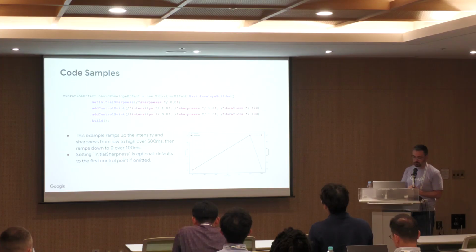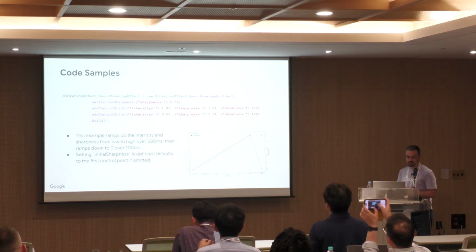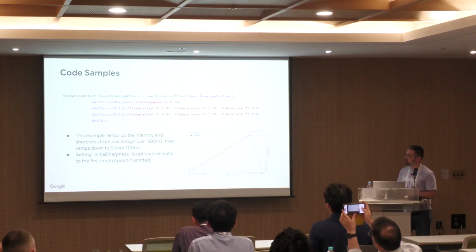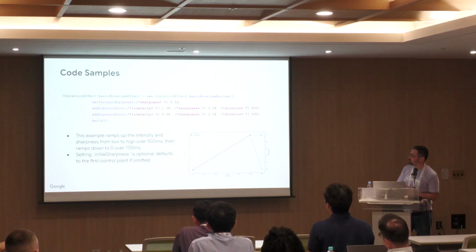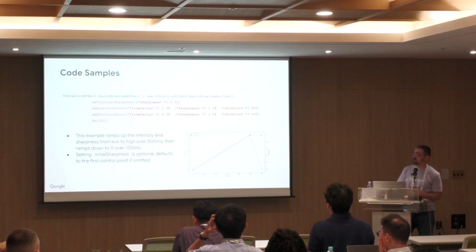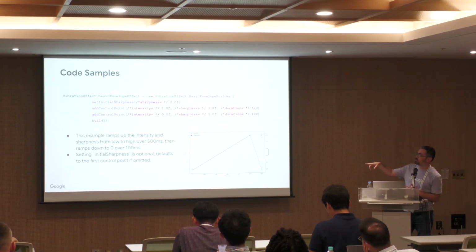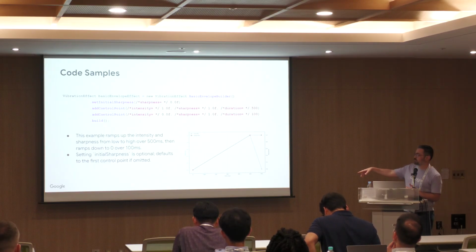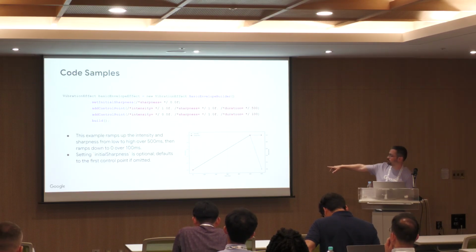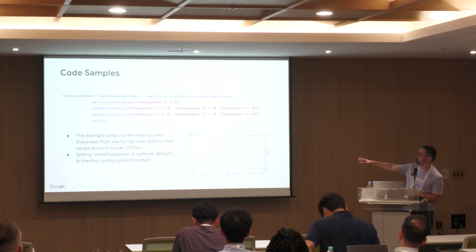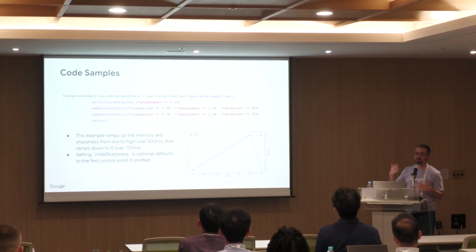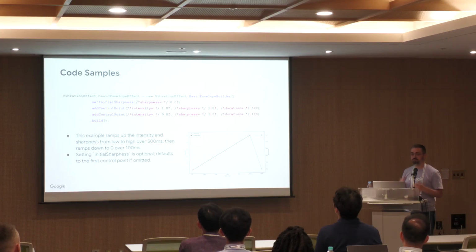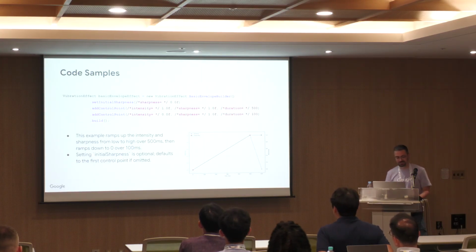For example, in this one, we are ramping up the intensity and sharpness from a low to a high level over 500 milliseconds. And then we ramp it down to 0 over 100 milliseconds. As I said, the initial sharpness is optional. If it's not set, it would just default to the value of the first point. The graph shows you how this would look, but it's a very simple API to work with. You don't really need to worry, because you're using values from 0 to 1, and the framework will make sure that this is within the boundaries of the device. So hopefully nothing can go wrong. Famous last words.